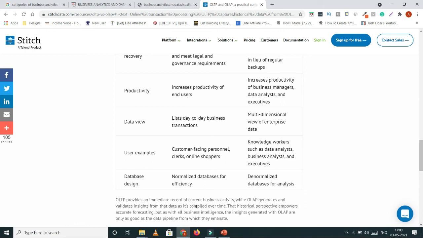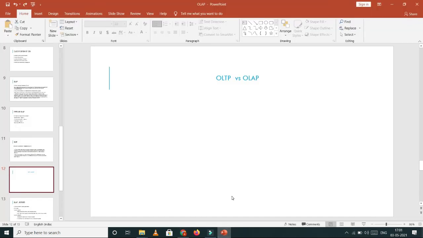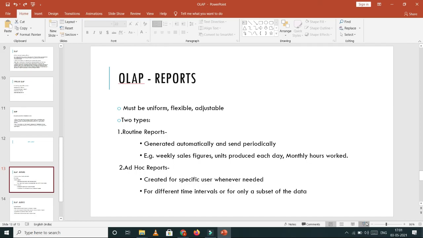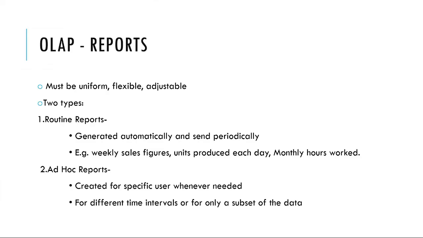Now I'm moving to the presentation again. So the next part is OLAP reports. OLAP reports must be uniform, flexible, adjustable. OLAP reports have two types. One is routine reports, where the report is generated automatically and sent periodically. Examples: weekly sales figures, units produced each day, and monthly hours worked. Ad hoc reports are created for a specific user whenever needed, for different time intervals, or only for a subset of the data.